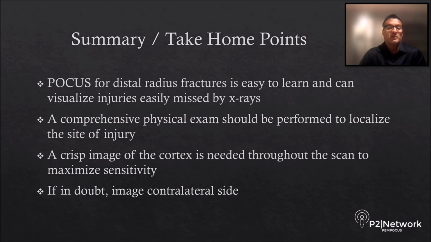So, the summary has some key take-home points. POCUS for distal radius fractures is easy to learn and can visualize injuries that are easily missed by x-rays. And a comprehensive physical exam should be performed to better localize the site of injury before putting the probe on the patient. And a crisp image of the cortex is needed throughout the scan to maximize sensitivity. The best way of doing that is actually holding the probe as close as you can to the skin, as opposed to near the cord, where you may hold it for some other types of imaging. And if in doubt, image the contralateral side.